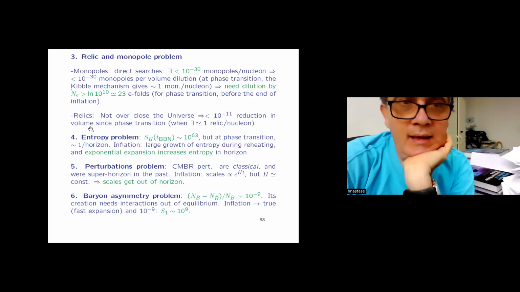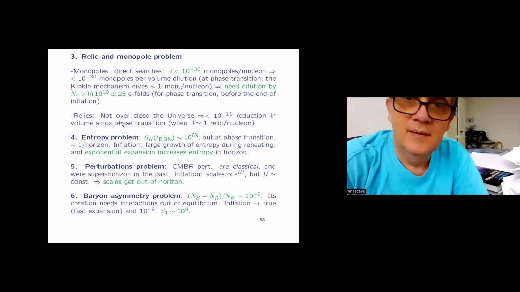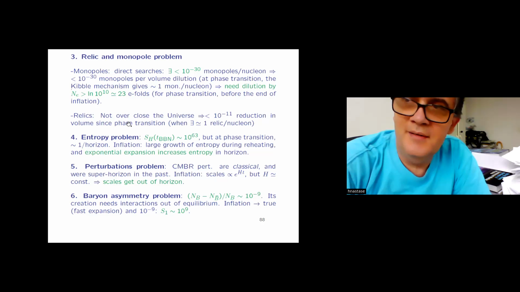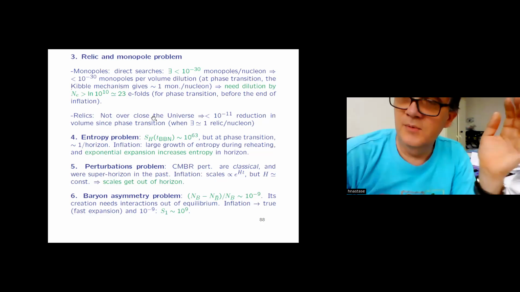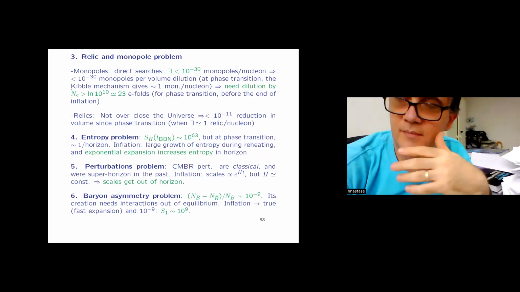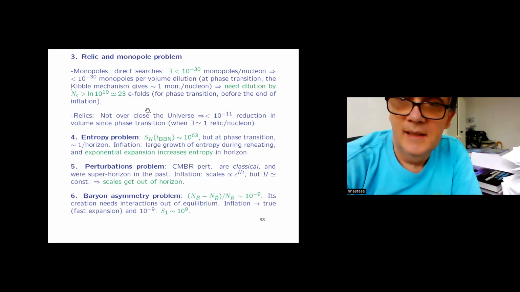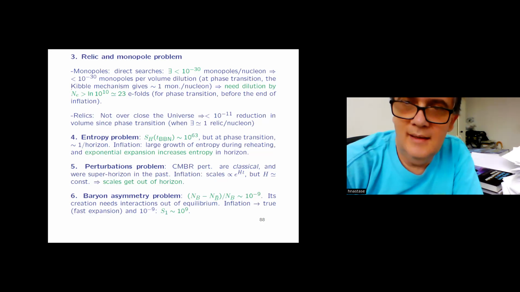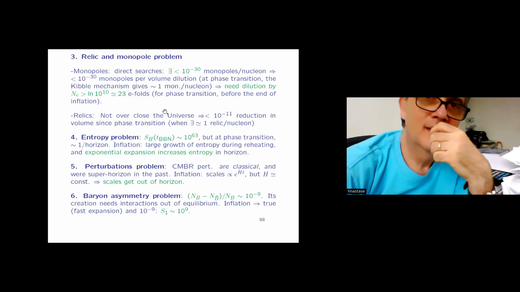And relics, we even have another thing. If we had too many relics, they would overclose the universe, meaning the universe would be closed instead of being open as it is now. I mean, parabolic. So we would need at least a 10 to the minus 11 reduction in volume since the phase transition. So that's a smaller bound. The bigger bound is from monopoles.